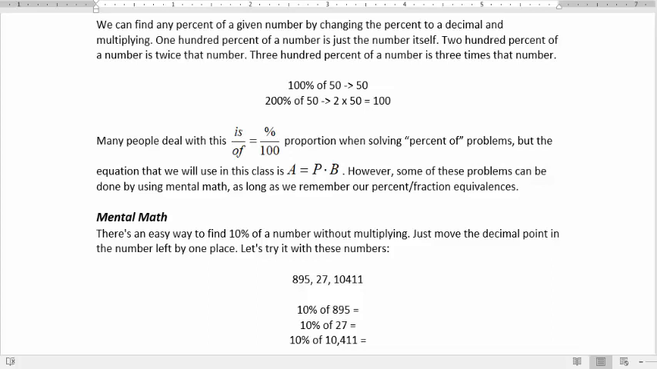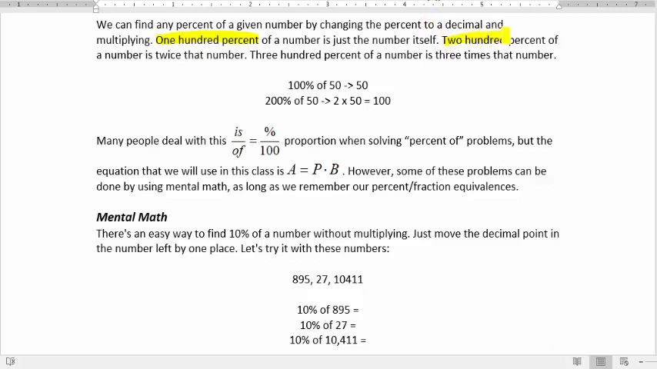Now that we've looked at the relationship between percents, decimals, and fractions, we'll start working with the percents. So the first thing is that we can find any percent of a given number simply by changing the percent to a decimal and then multiplying, right? So like 100% we had mentioned is really just 1. So 100% of a number is just the number itself because it's 1 times the number.